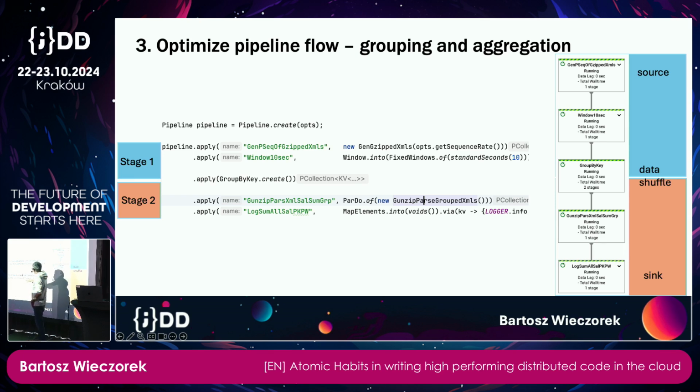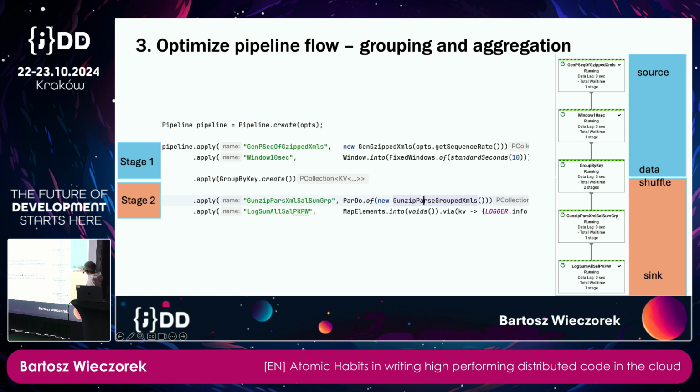And at the end of the day, what I want to do after this grouping is ungzip that XML, parse the XML, maybe extract some salary-related monetary number, sum those values that belong to the same key, and log that to the screen. I could write it to a file, it doesn't really matter. So how does it look in Dataflow? We've got a block which represents our source of generating the data, windowing, then grouping, then unzipping, parsing, and writing, or logging to the screen in the sink.